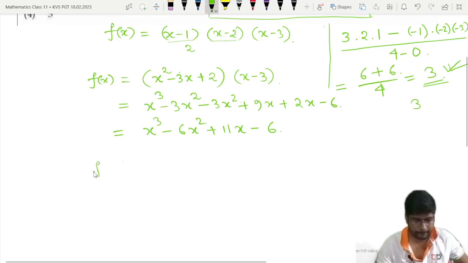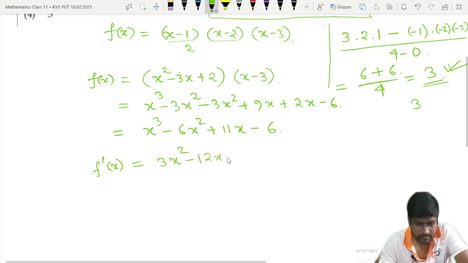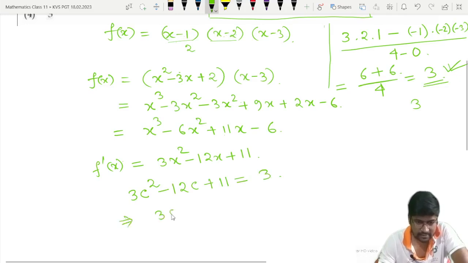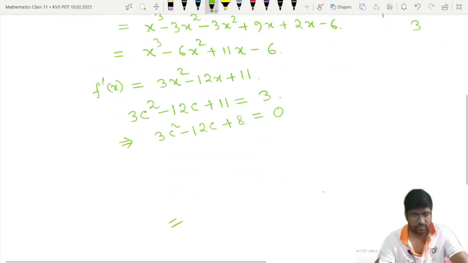so then what will be f dash x? f dash x will be equal to 3x square minus 12x plus 11. Okay, this is our f dash x, and f dash c is equal to f of b minus f of a divided by b minus a. So that means we have now the relation involving c: 3c square minus 12c plus 11 will be equal to 3. So that will give us 3c square minus 12c plus 8 is equal to 0. Okay, is it clear to everyone?